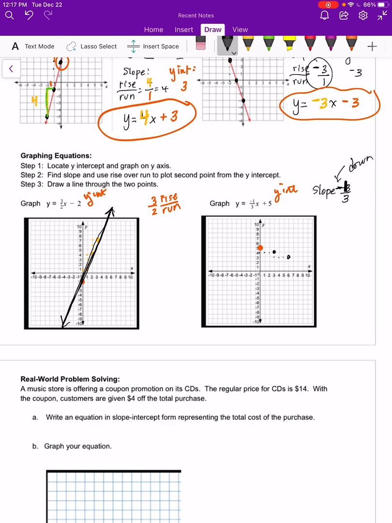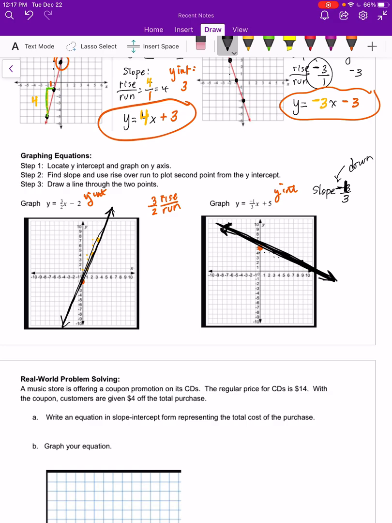Over 1, 2, 3. 1, 2, 3. I did. Down 1, over 1, 2, 3. Okay, and again, pick up your straight edge. Do not freehand like I'm doing. Definitely need a straight edge. Sorry about that. And make your line.